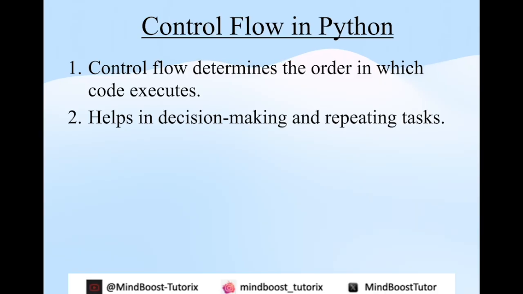Control flow determines the order in which code executes. It will give you the way where we can use our conditions and give the correct answer based on conditions, which will give you a smooth path according to your conditions. And control flow helps us in decision making and repeating tasks, right?